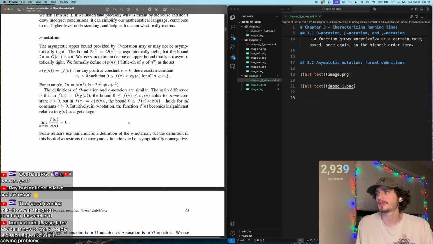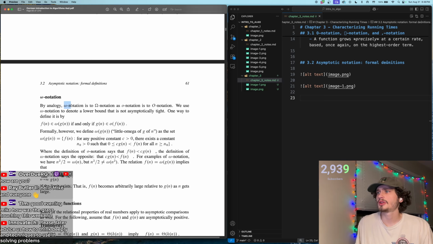Little omega notation. By analogy, little omega notation is to big omega notation as little o notation is to O notation. We use little omega notation to denote a lower bound that is not asymptotically tight. One way to define it is that f(n) is in ω(g(n)) if and only if g(n) is in o(f(n)).